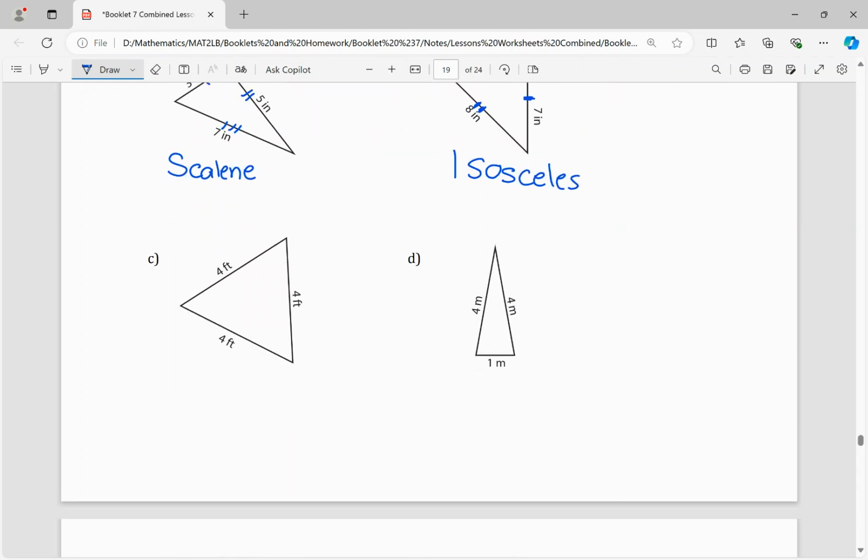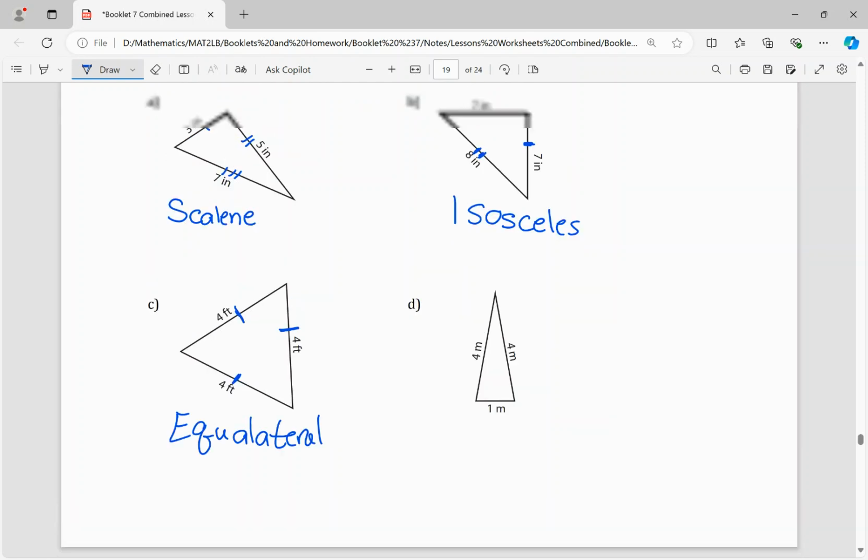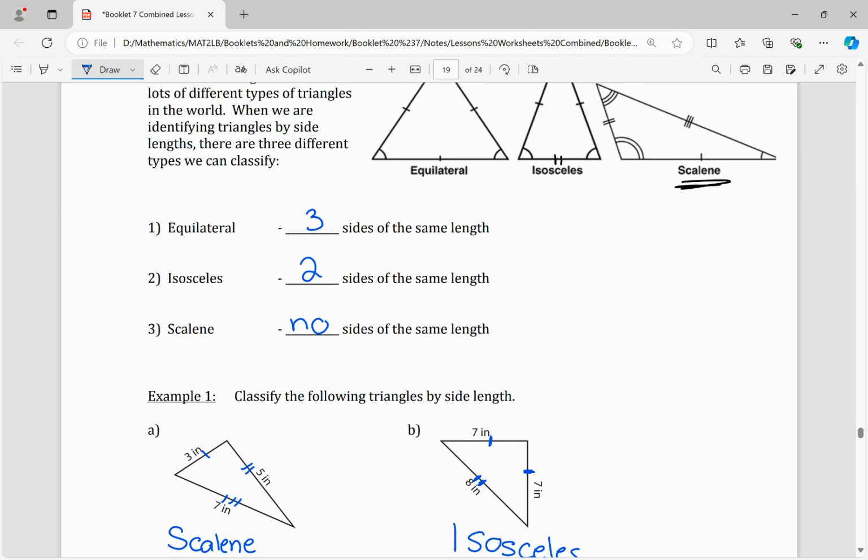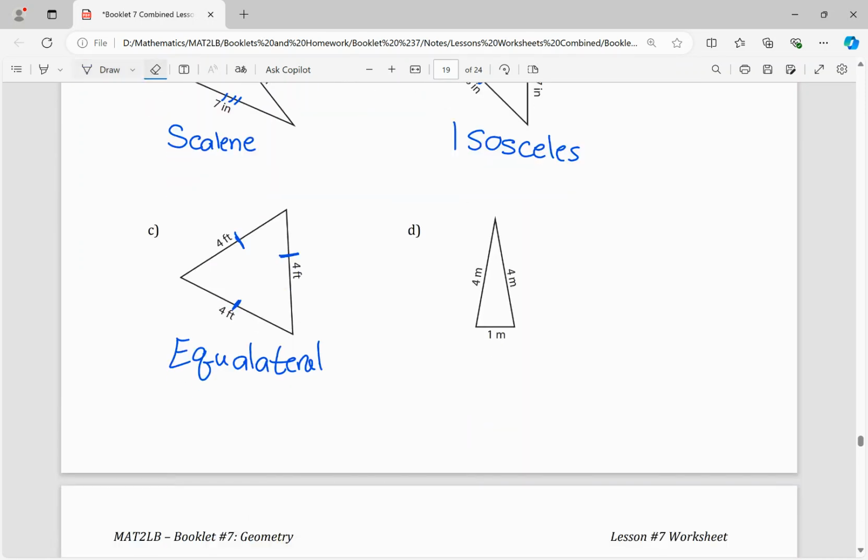This third triangle, all three of the side lengths are 4 feet. They're all the same. So this is an equilateral. Did I spell that one right? I did not spell that one right. Let me fix that. Equilateral.